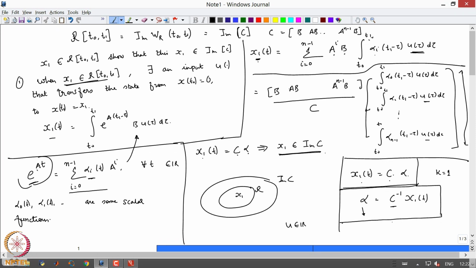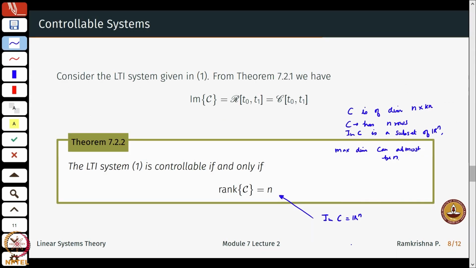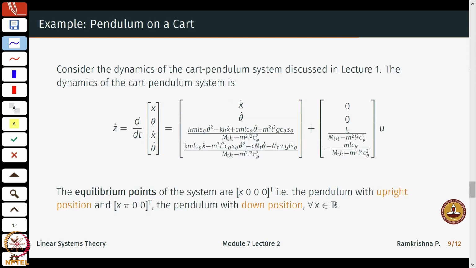Which now generalizes to the case when u is in some R^k, to saying that C must be of full rank. So, what is the full rank? The full rank has a maximum possibility of being n.